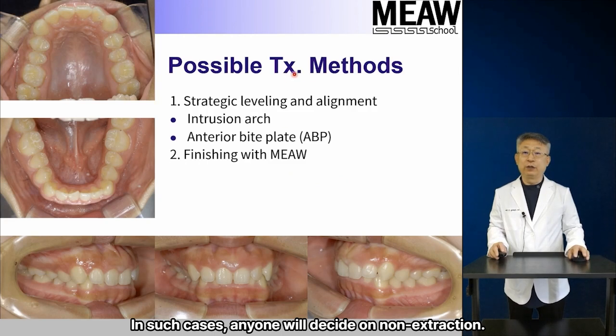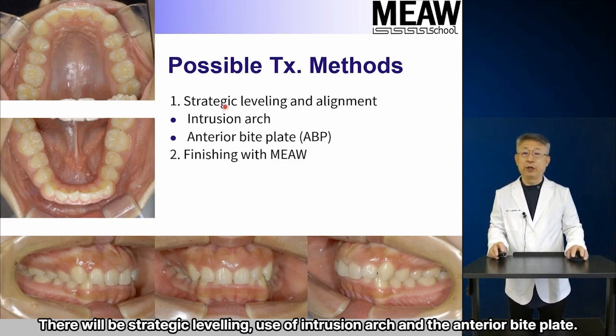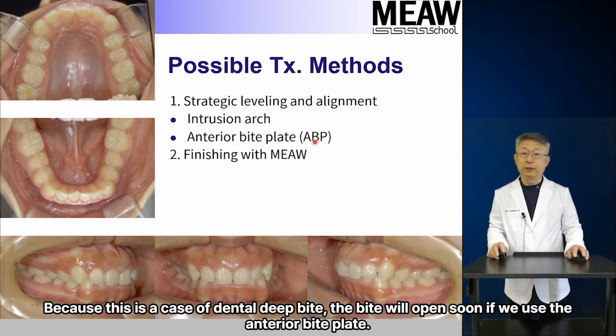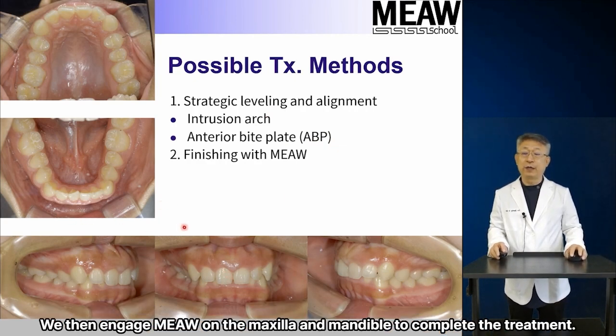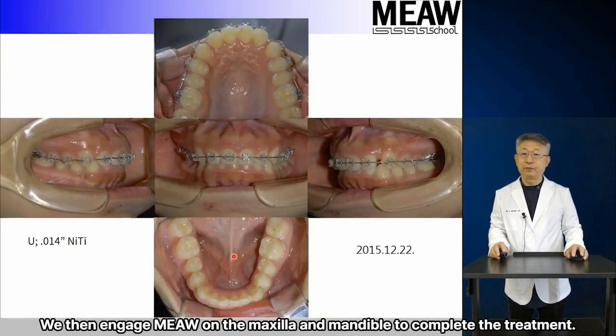In such cases, anyone will decide on non-extraction. There will be strategic leveling, use of intrusion arch, and the anterior bite plate. Because this is a case of dental deep bite, the bite will open soon if we use the anterior bite plate. We then engage Mio on the maxilla and mandible to complete the treatment.